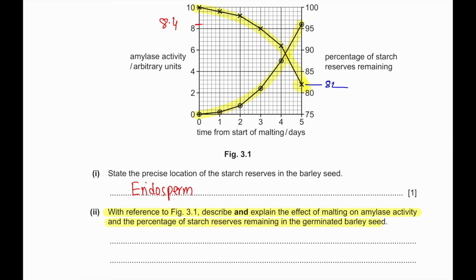So as the seed is producing more and more amylase, the percentage of starch also decreases because it is getting more and more hydrolyzed. At day 0 the amylase activity was 0 arbitrary units, and at day 5 the amylase activity was 8.4 arbitrary units, and 82% of the starch was remaining at day 5.